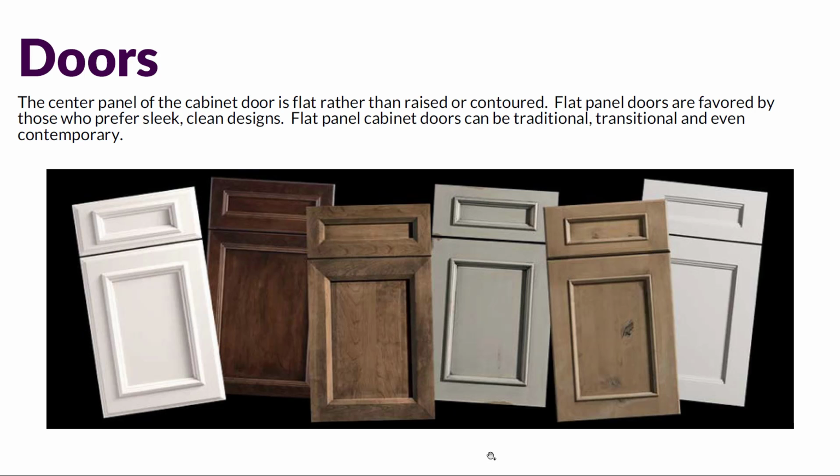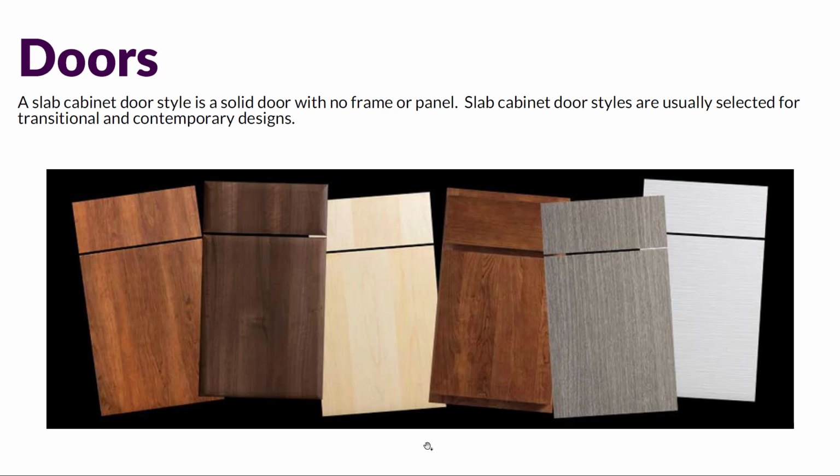Then we can also have flat panel doors, and those have a little bit of interest to them, but they're a little bit more sleek and clean, and these can be traditional, but they can be transitional, and they can even be contemporary, really depending on the finish and the amount of detail included. So these can go all across the board in terms of styles. And then slab cabinet doors, again, like regular doors, are very plain, very sleek and minimal. They're usually used in contemporary designs, but sometimes transitional as well. And sometimes we actually can mix those depending on the situation.